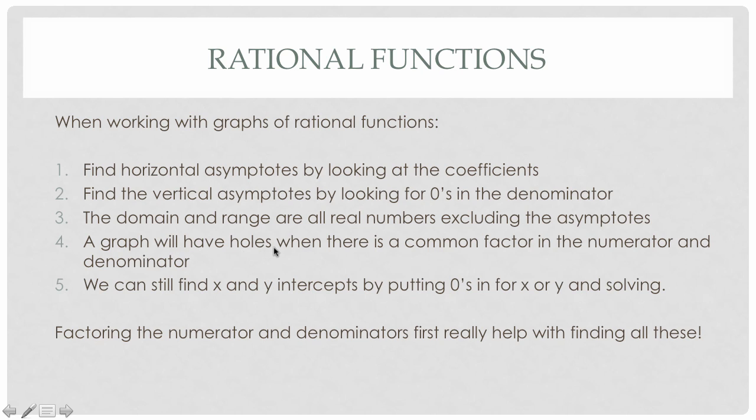Finally, a graph will have holes when you have a common factor in the numerator and denominator. We didn't go over this, but there's some good examples of this in your textbook. And then we can still find x and y intercepts by putting 0 in for x or 0 for y and solving for the other variable. So these are all things we did last week. Factoring the numerator and denominator really helps with finding these and graphing these and finding all these specific critical values of the graph.